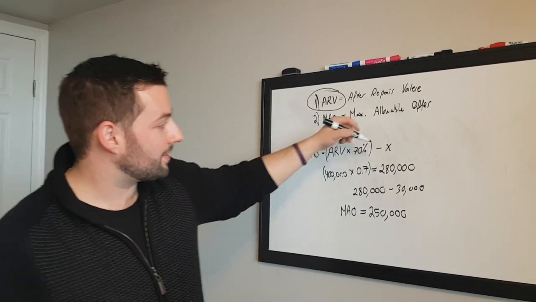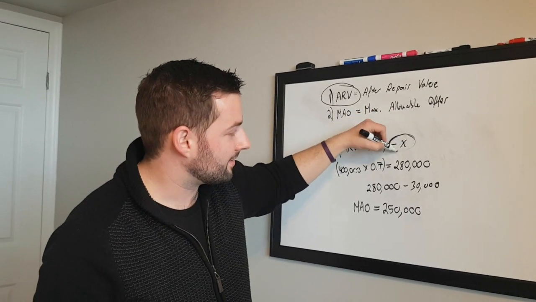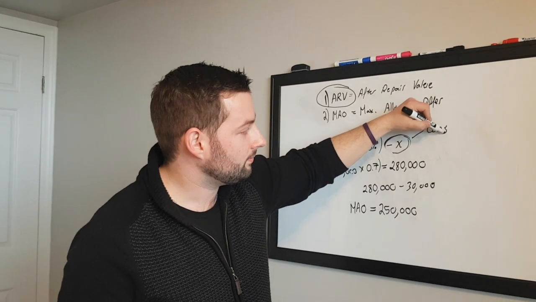The second number, the second real variable, is this X. That's your construction costs.